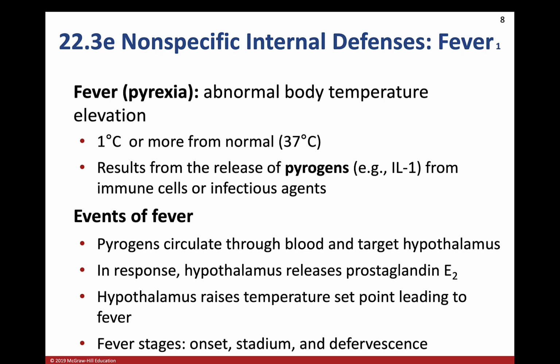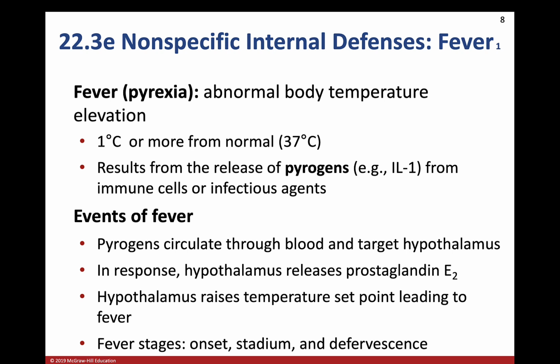Now, when we look at the events that take place during a fever, pyrogens actually circulate through the blood, and the target is the hypothalamus. We've talked quite a bit about the hypothalamus in this course, and we need to remember that there are a lot of behavioral and control mechanisms that are housed within the hypothalamus, and this is actually what we want to think of as the body's thermostat.